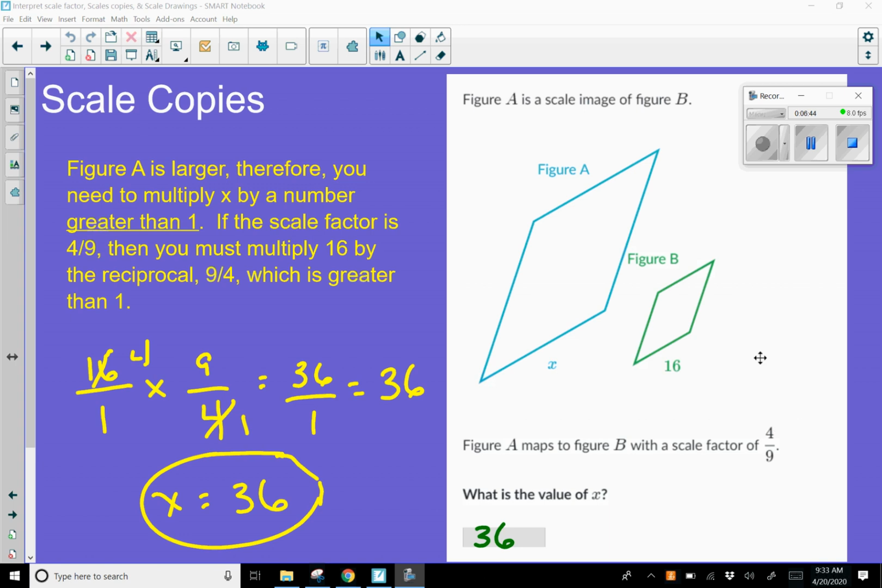That means we're simply just going to multiply by the reciprocal, which is 9/4. So over here you can see my work, 16 over 1 times 9/4. I can cross simplify with my 16 and my 4. They're both divisible by 4. And that's going to leave me with 36 over 1, or 36. So x equals 36.